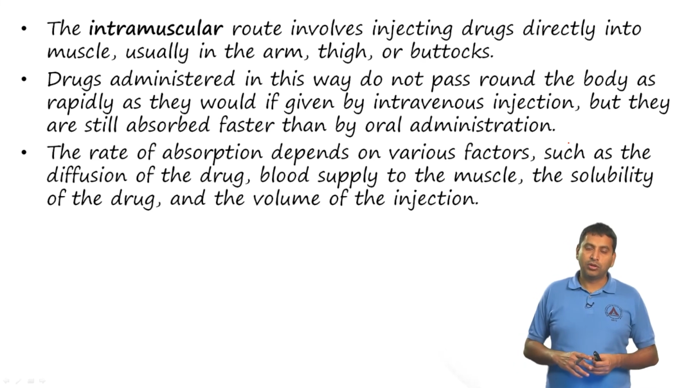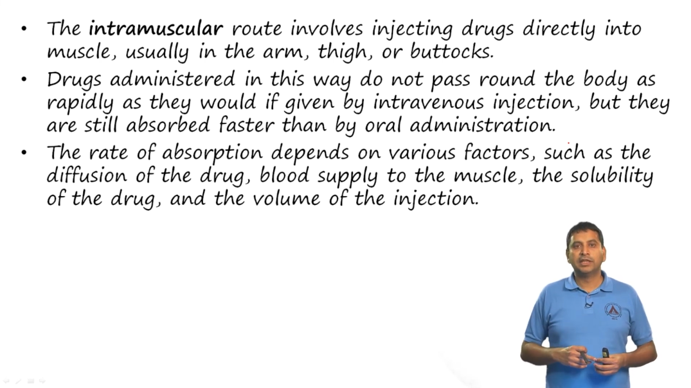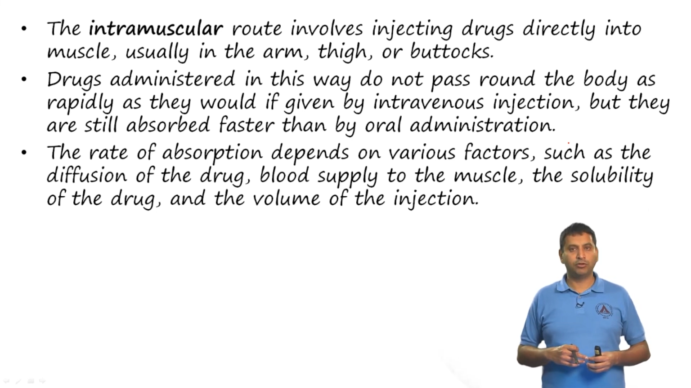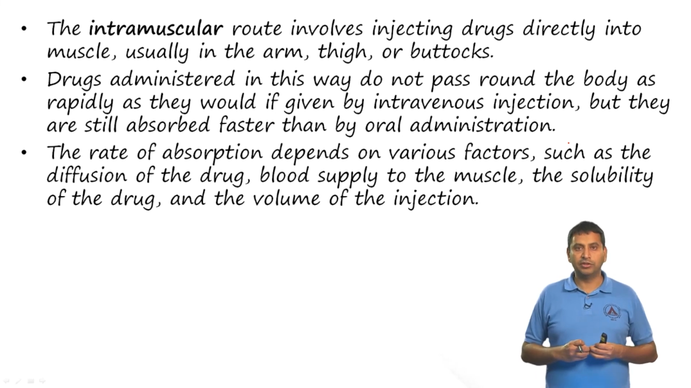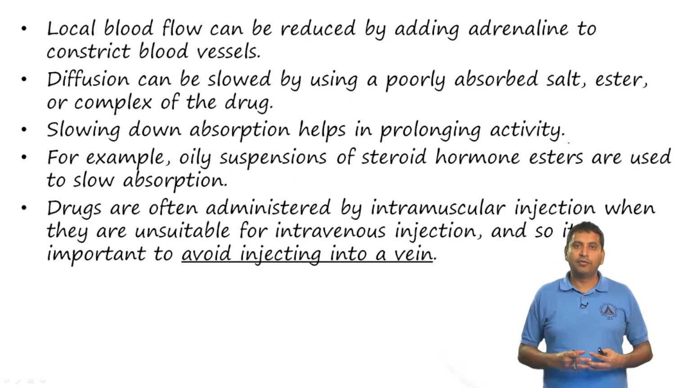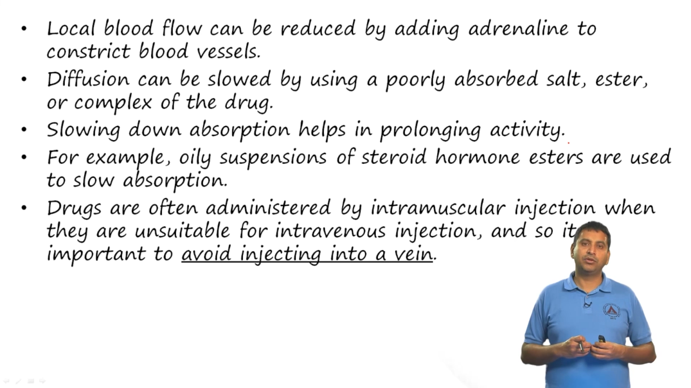The intramuscular route involves injecting it directly into the muscle, usually in the arm, thigh or buttocks, and this way the drug does not pass around the body as rapidly as it would through intravenous injection, but it is still absorbed faster than by oral administration. So, of course, the rate of absorption depends on various factors such as the diffusion of the drug, the blood supply to the muscle, the solubility of the drug and the volume of injection. Sometimes the local blood flow can be reduced by adding adrenaline to constrict the blood vessels. So, this will slow down the release of the drug into the blood supply.